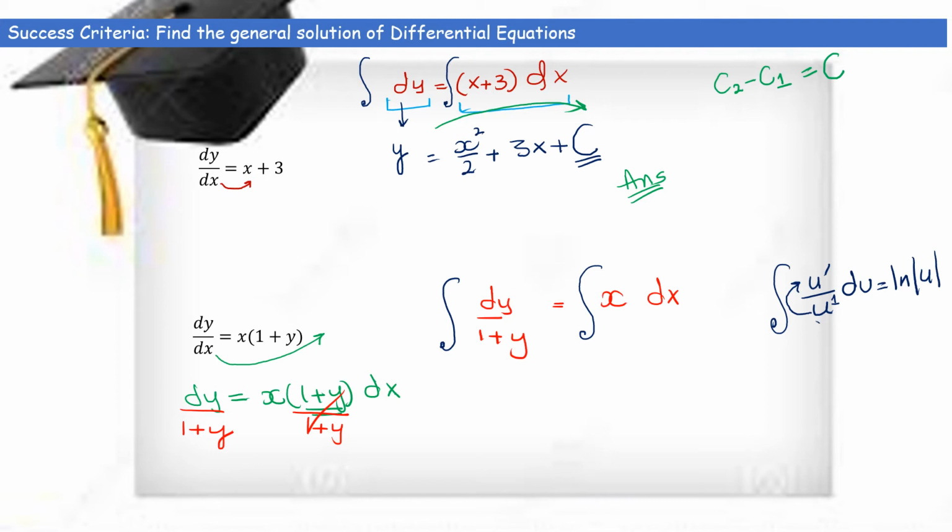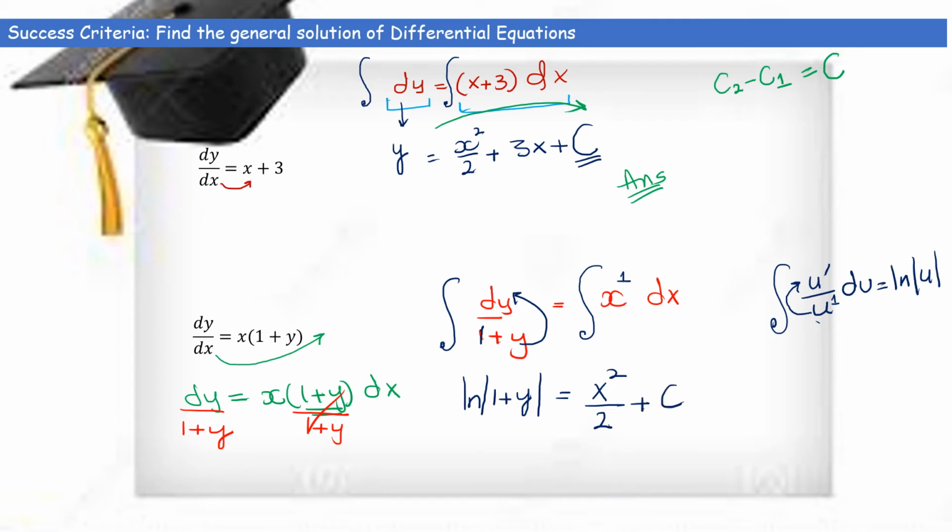Look at this, 1 plus y is in the denominator, and the derivative of y is 1, which is of course written in the numerator. So you can apply the logarithmic formula. You can write ln of the denominator, that is u, that is 1 plus y, equals, now take the antiderivative of the right hand side with respect to x. Apply the power rule. Add 1 to the power, and you will get x square over 2 plus c.